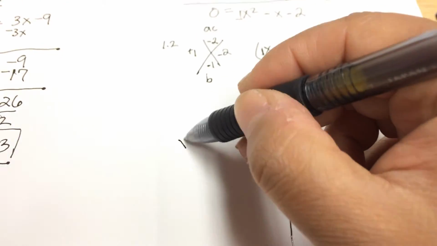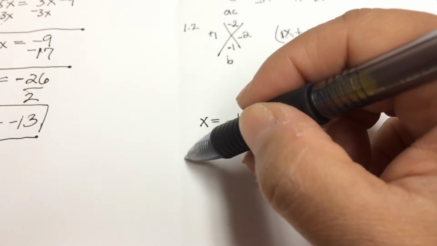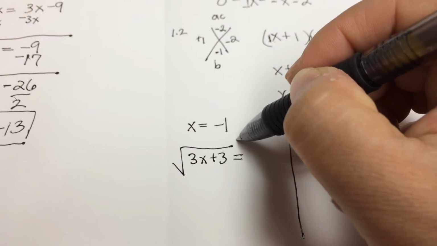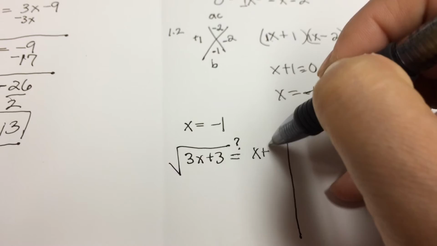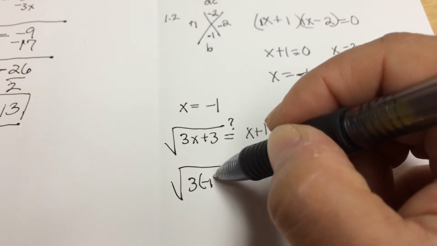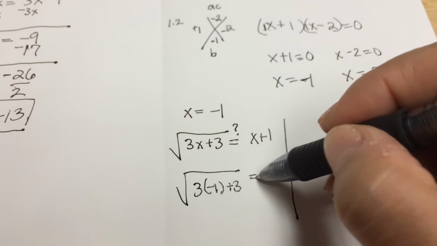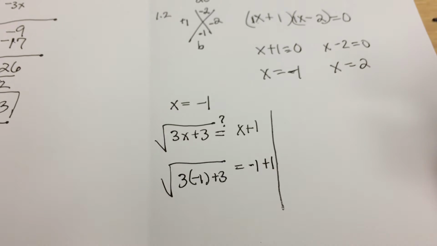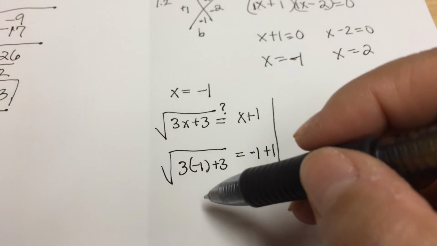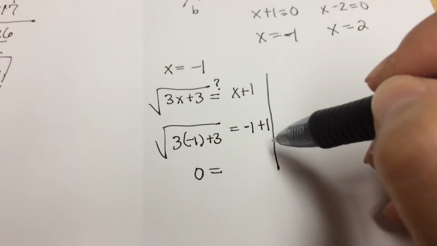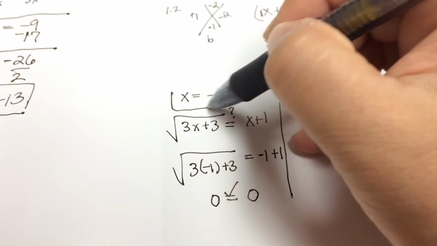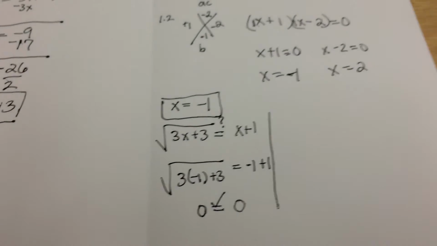So checking for x equals negative 1. So then my equation is the square root of 3x plus 3. And the question is, is that equal to x plus 1? So since x is negative 1, I'm going to go ahead and substitute that in. So it's the square root of 3 times negative 1 plus 3, and then equals negative 1 plus 1. Okay? So this right here is negative 3. Negative 3 plus 3 is 0. Square root of 0 is 0. And on this side right here is going to be 0. So it checks. So then this one works. So this is a solution right here. Okay? Next, try the next one.